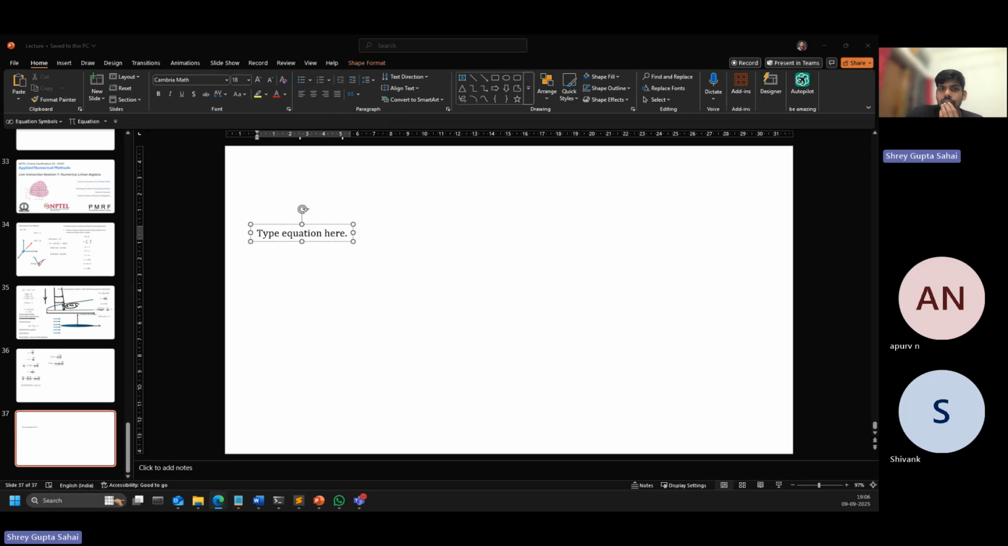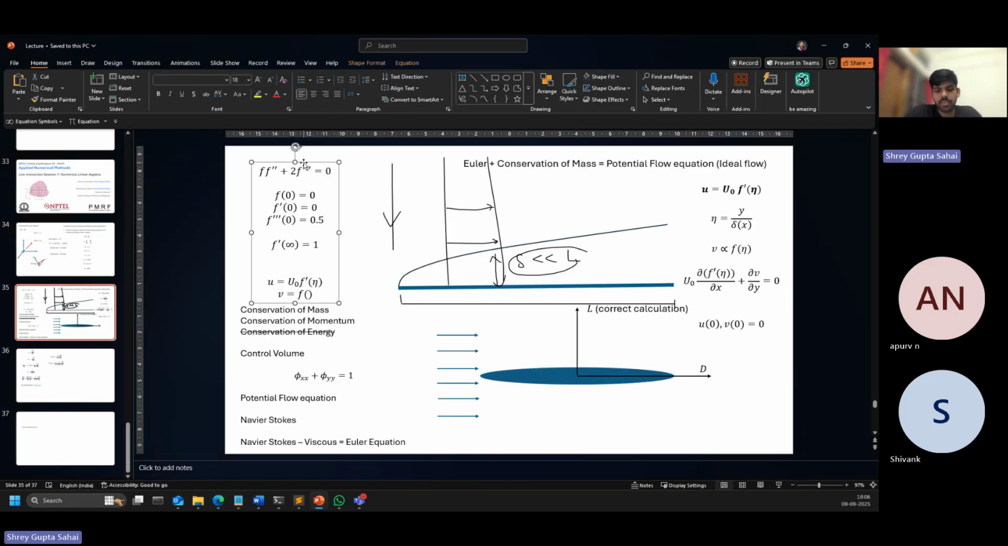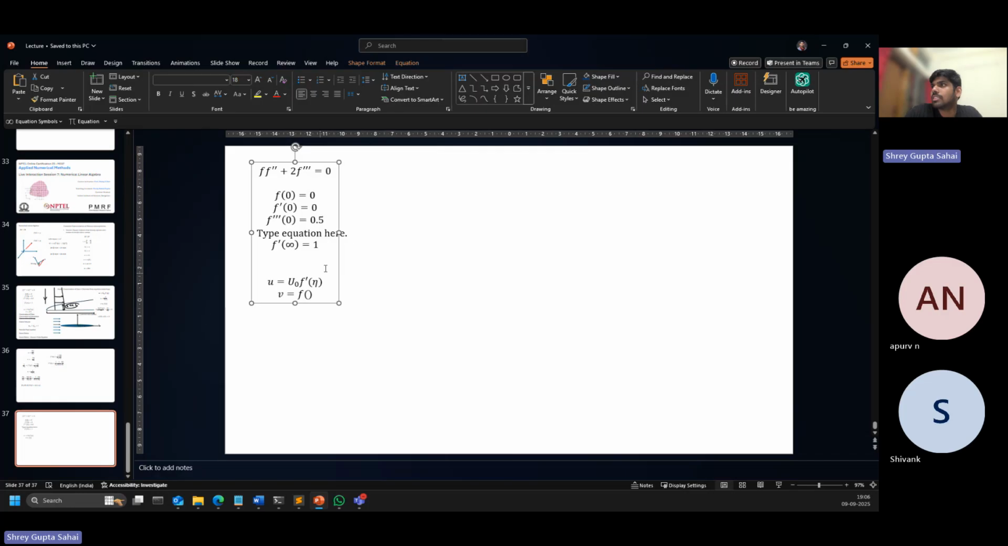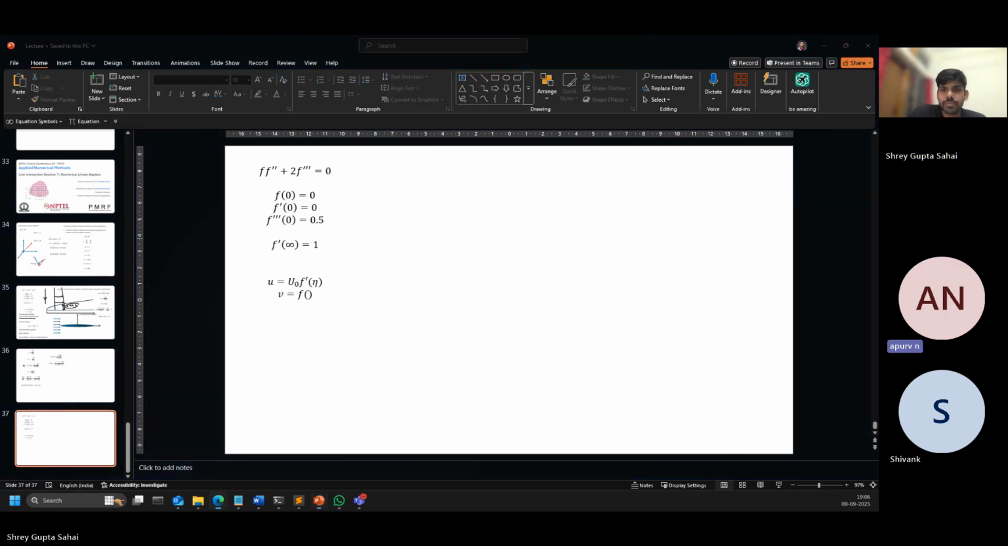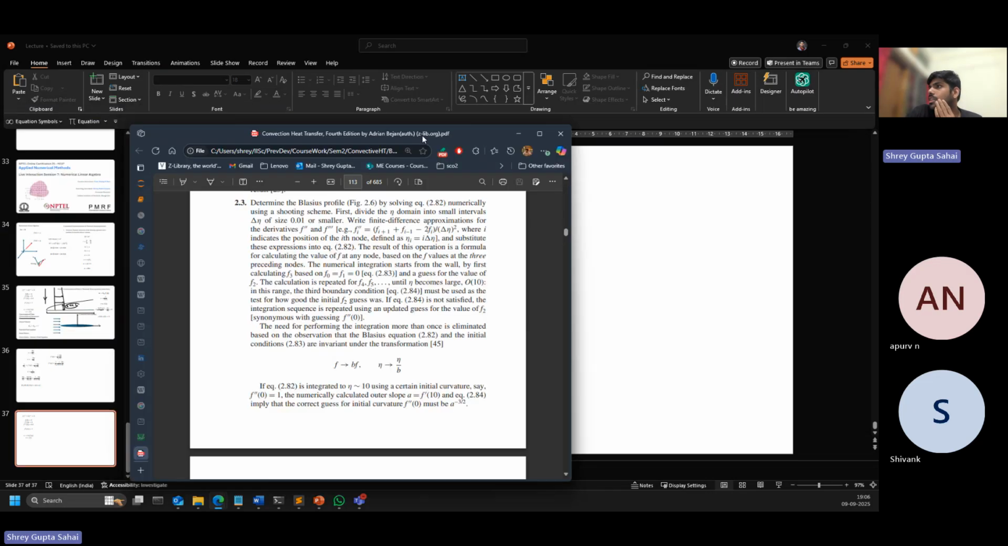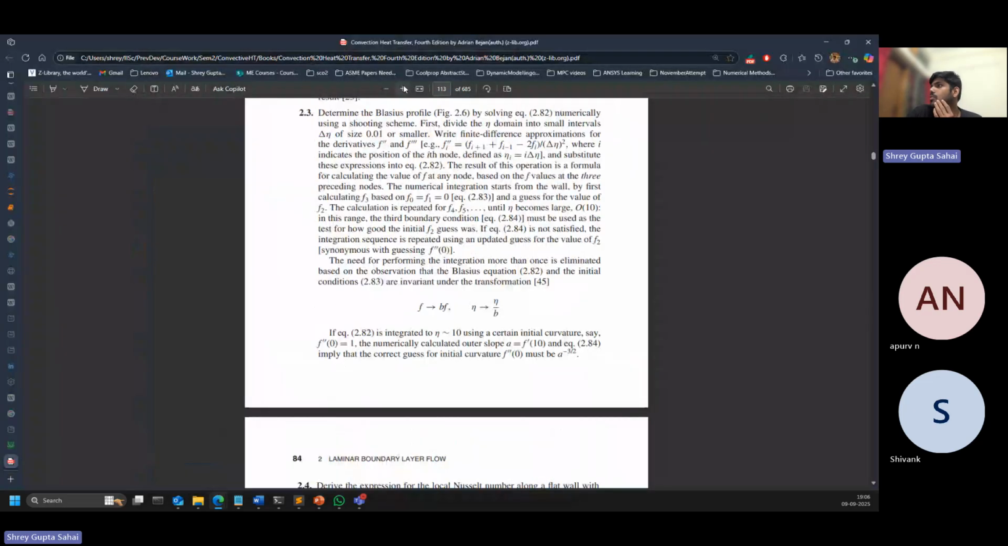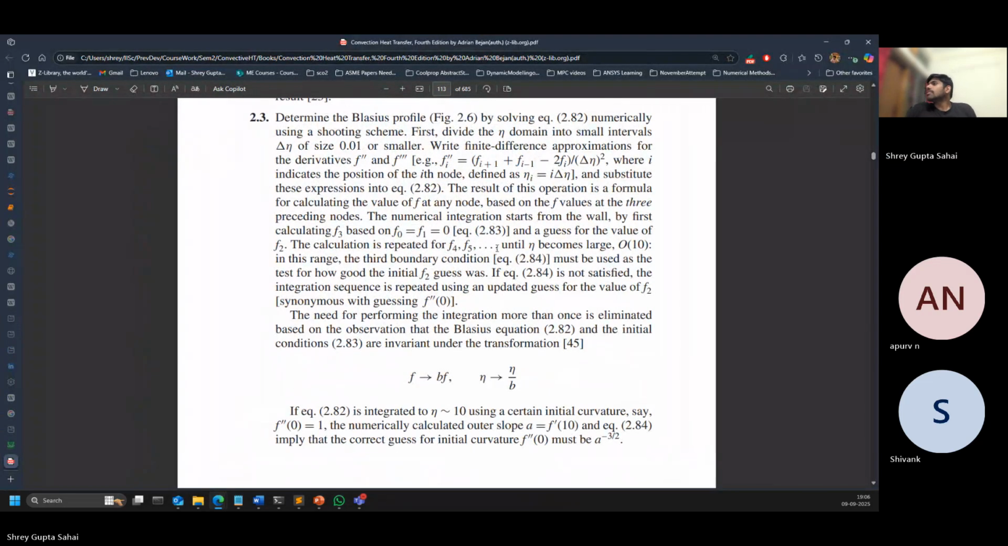Do you know how to solve the initial value problem as a whole? This one, or is that something I should discuss first? Let's read this together. Let's assume you understand this. Finite difference approximations, and substitute the expression. The result of this approximation is a formula.